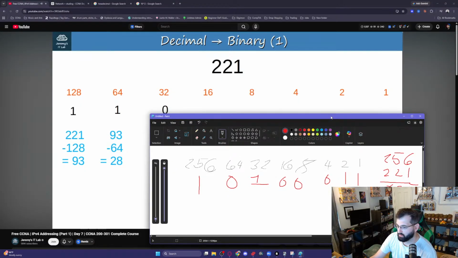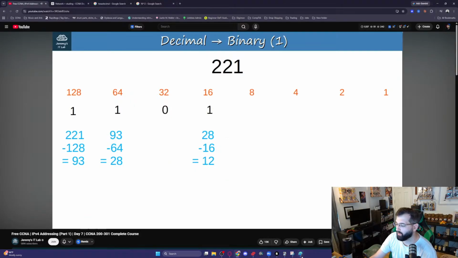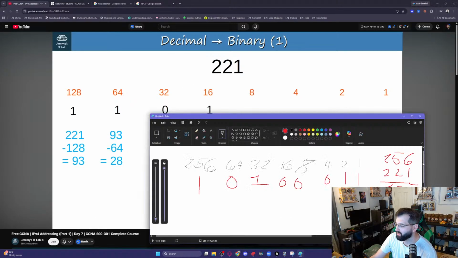We are left with 12. Why do I suck at doing this backwards? How did I get 35? Oh, because I did it backwards. Why is this 256?